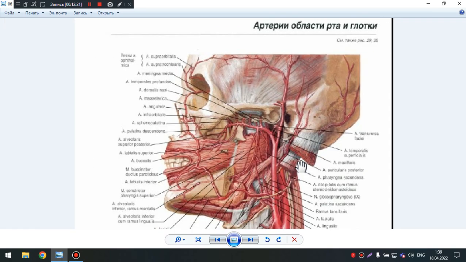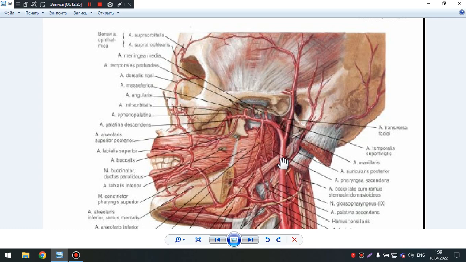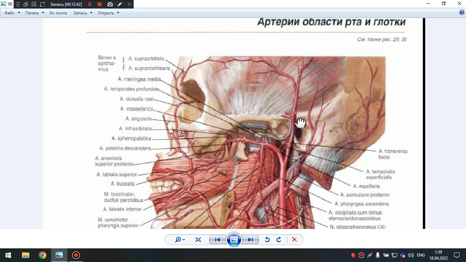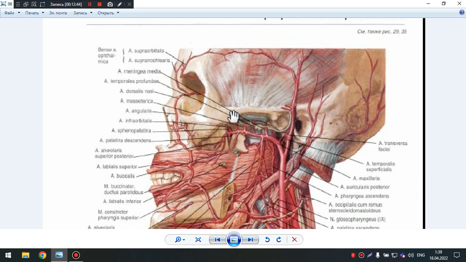The middle branches are the continuation of the external carotid artery. First is the superficial temporal artery. It directs medially from the parotid gland to the temporal fossa of the skull. Near the zygomatic arch, this artery gives the transverse facial artery.